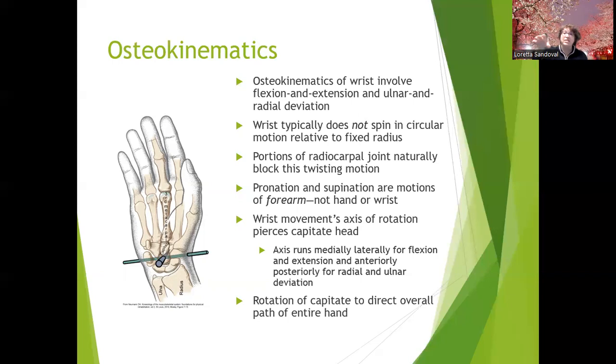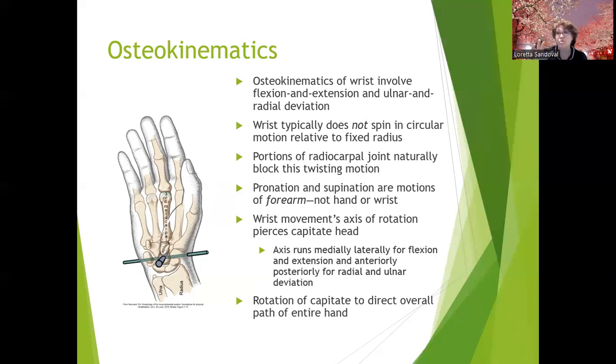The axis runs medially, laterally for flexion and extension, and anteriorly, posteriorly for radial and ulnar deviation. Just like flexion and extension in other joints, it's in a sagittal plane on a medial lateral axis. Ulnar and radial deviation, also known as ab and adduction, are in the frontal plane on an anterior posterior axis. The capitate rotates a little bit to direct the overall path of the entire hand, but it's not a voluntary motion, and there's no muscle that does that. It rotates in concert with other motions.